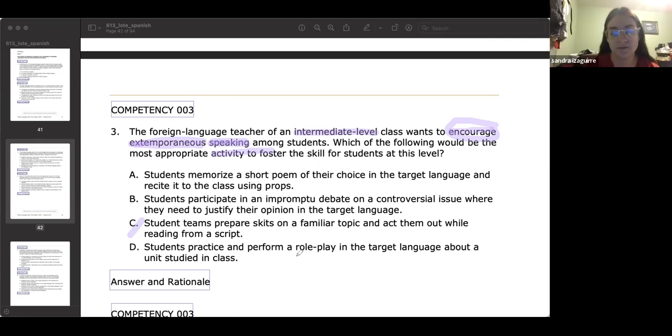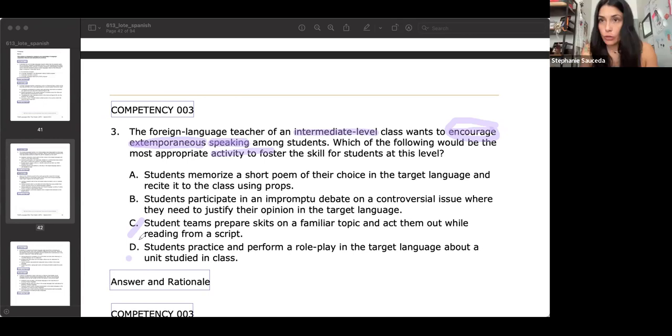Performing a role play is not going to help them do that. Even memorizing a poem is not going to help them do that. The only thing that would help them is to give them practice by giving them a topic and having them discuss it in the target language to build up their extemporaneous speaking proficiency. But let's see what the state says.